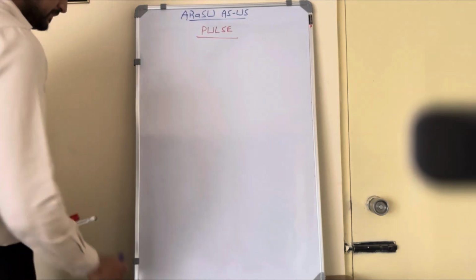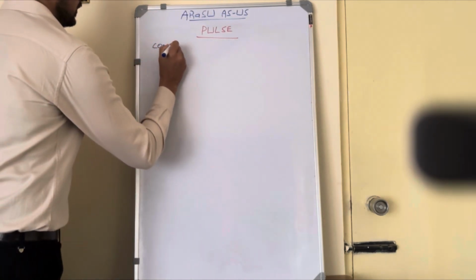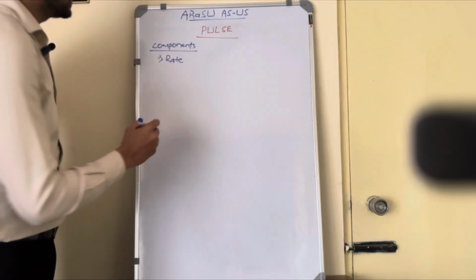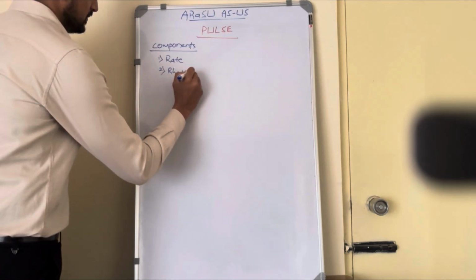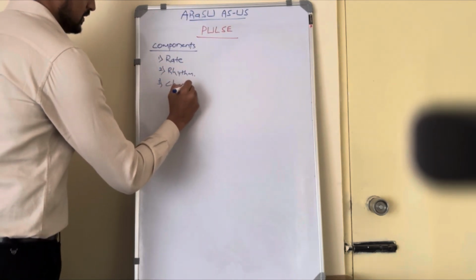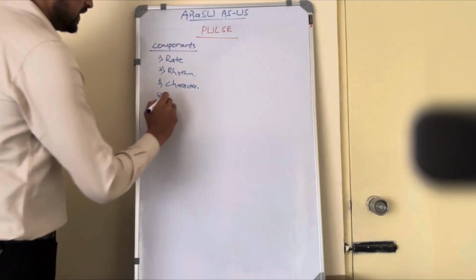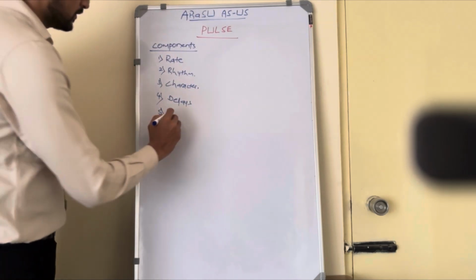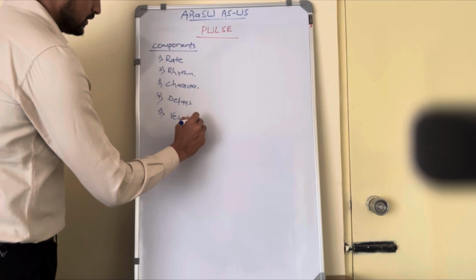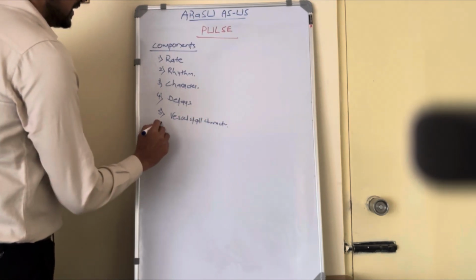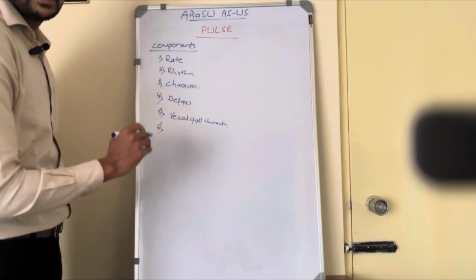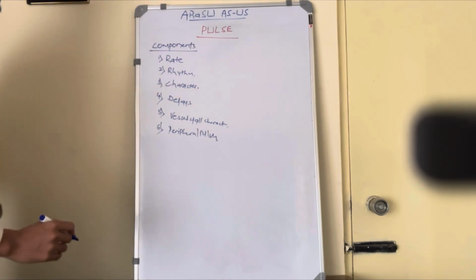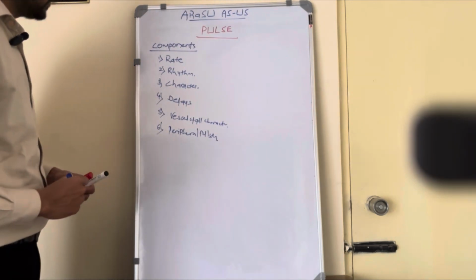So the components are like this. First, we look at the rate, that is pulse rate, then rhythm, then character of pulse, then any delays, radio-radial or radio-femoral delay. Then we will examine for the vessel wall character, and finally whether all the peripheral pulses are felt or not. So this is the pattern we will follow. We will deal with them one by one now.